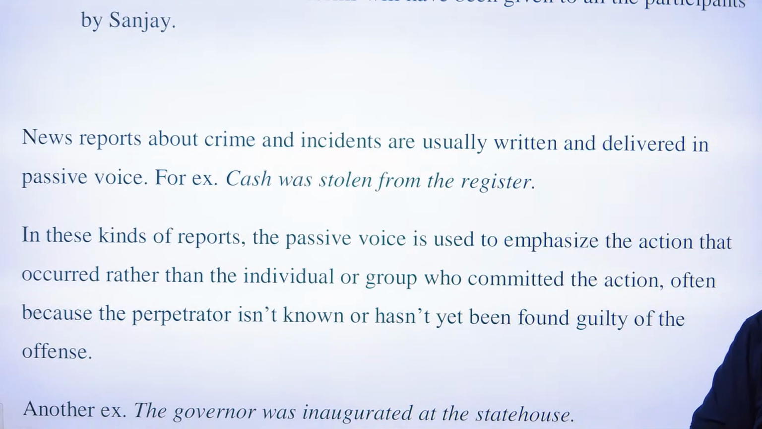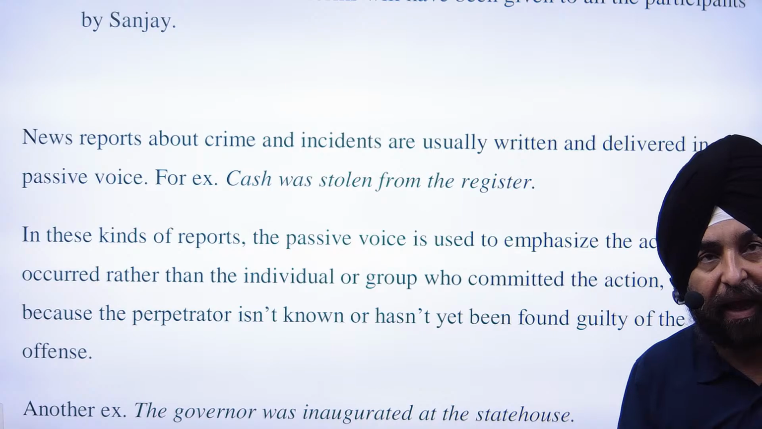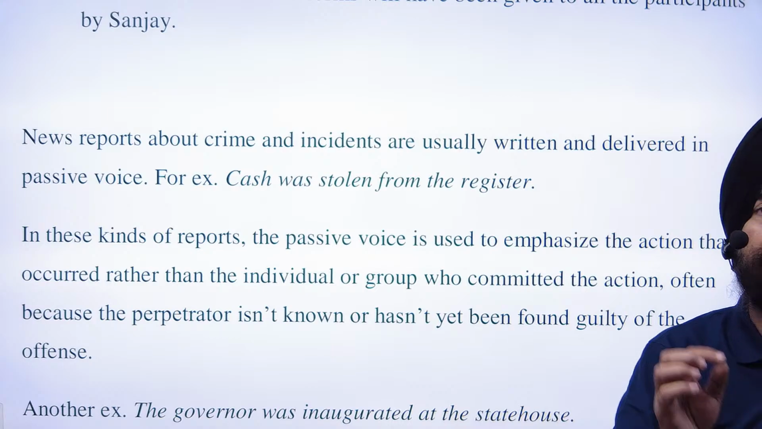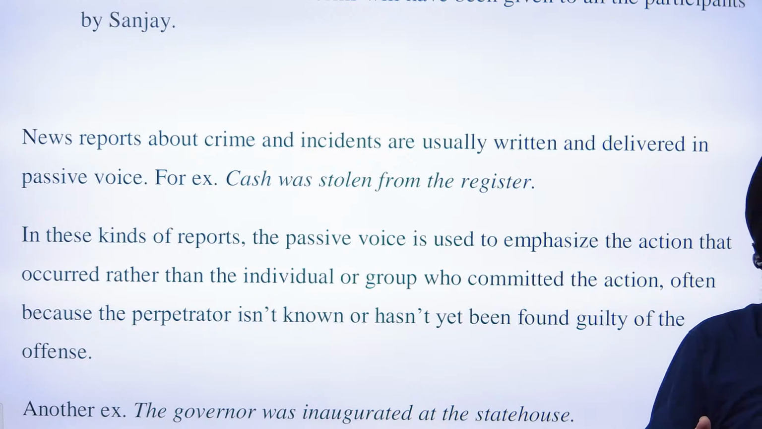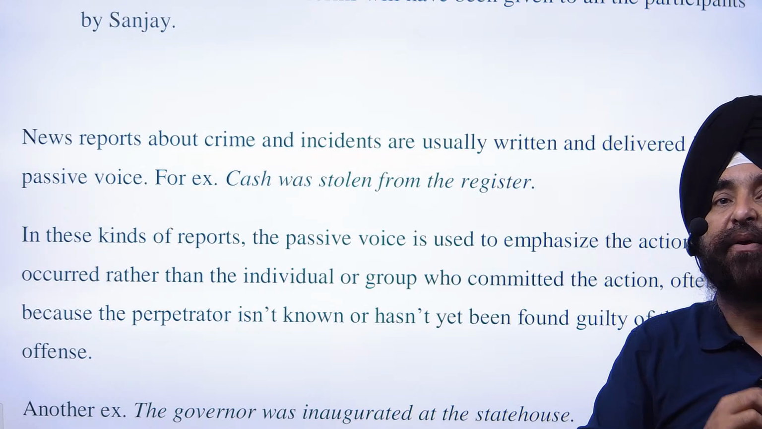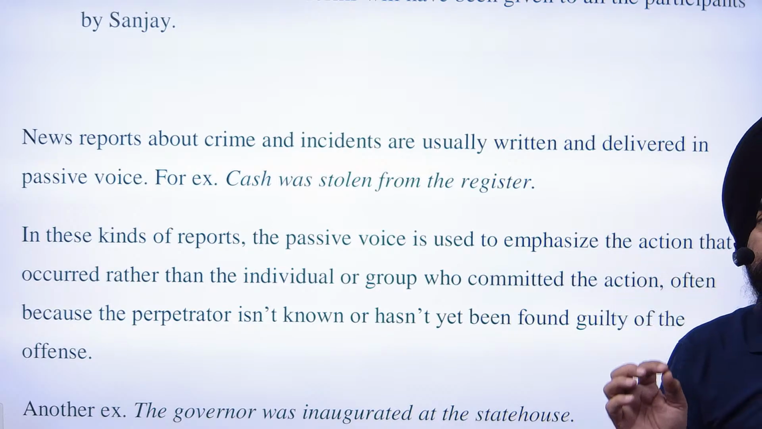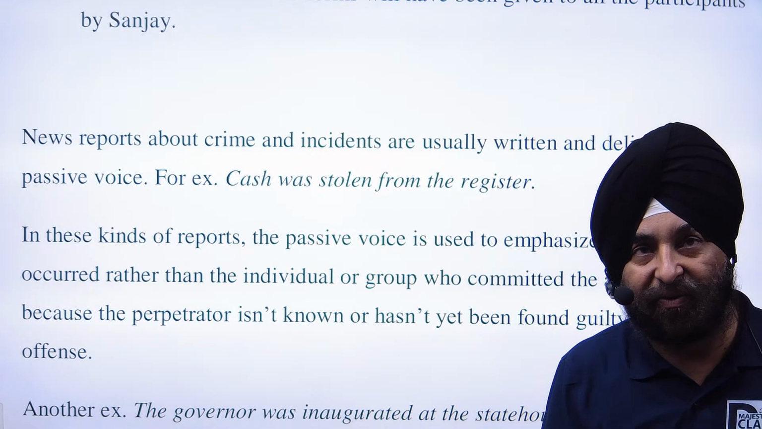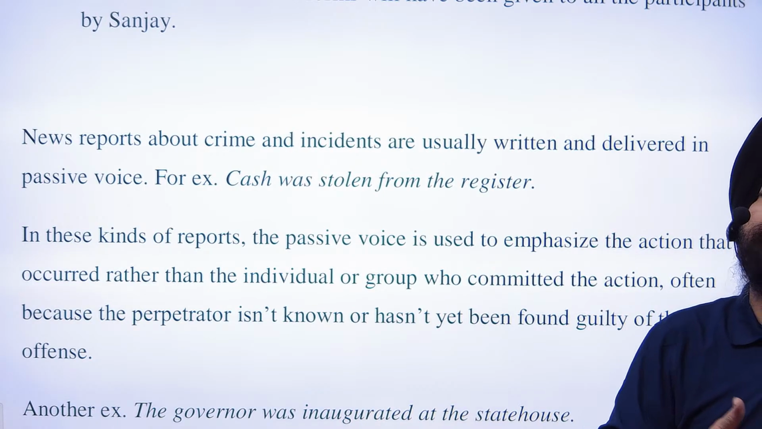So in these kinds of reports, the passive voice is used to emphasize the action that occurred rather than the individual who committed the act. There could be a reason for the same, that either the person is missing, we are not sure who has committed the act, or maybe even the person whom we are accusing of something hasn't been found guilty of that act. So whenever there is a situation like this, one should use the passive voice, and that is what you would always find.